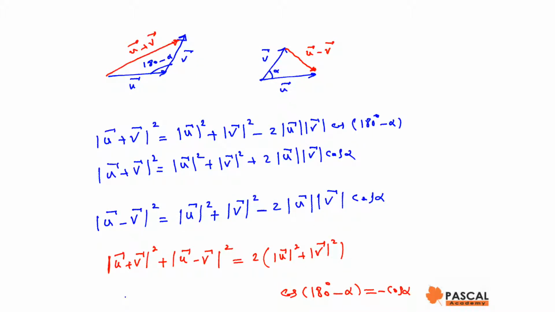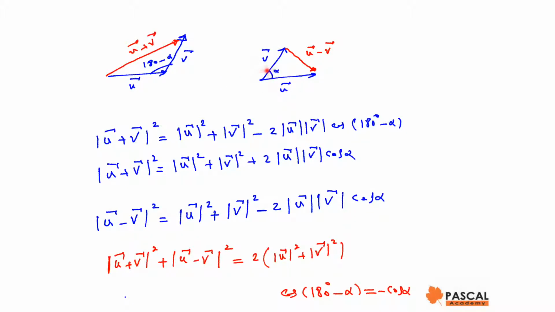If two vectors are in tail to head orientation, then the vector with the tail of the first one and the head of the second one is called the addition, U plus V. The red arrow shows U plus V.